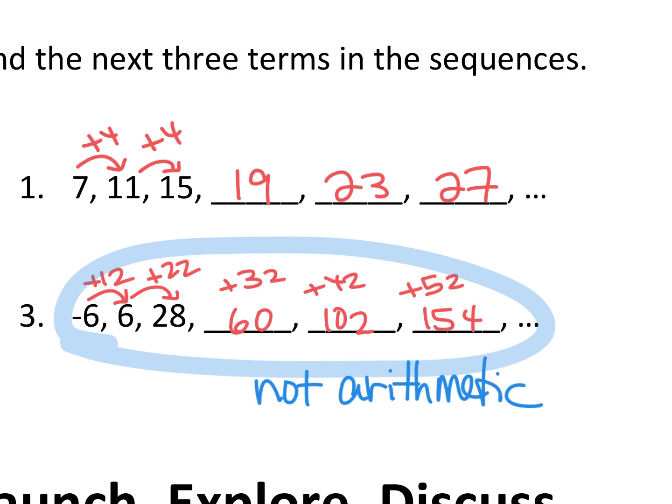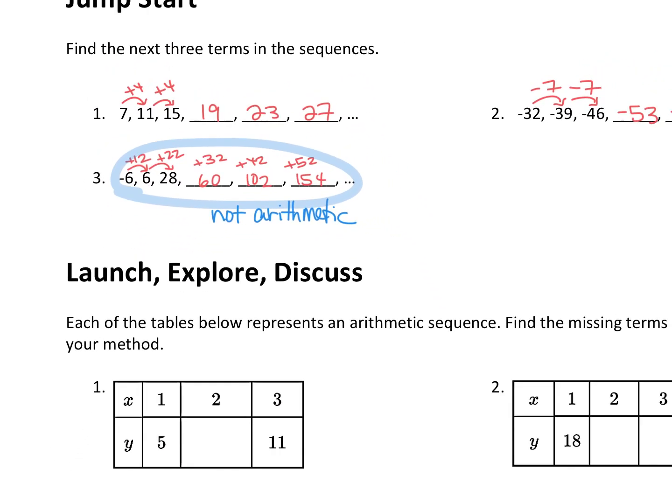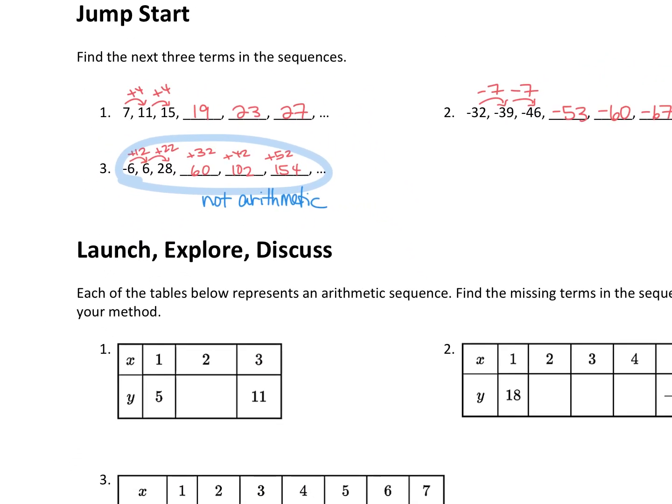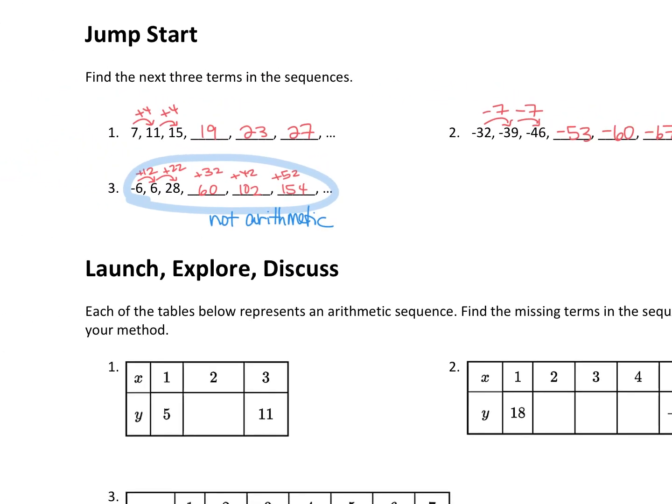Now let's go on to our launch, explore, and discuss. So in the launch, it says each of the tables below represents an arithmetic sequence, and we need to find the missing terms in the sequence showing our method. So let's go through each problem one at a time.